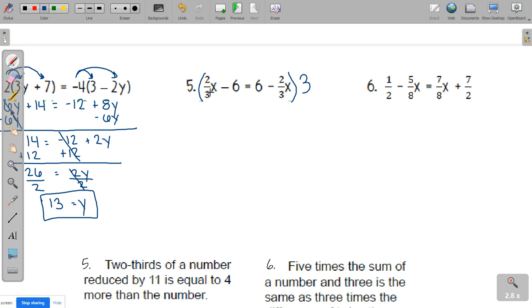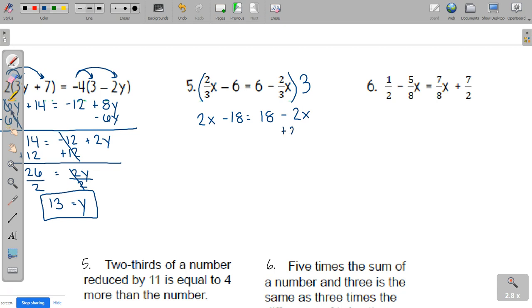So 2/3 x times 3 gives us 2x minus 6 times 3 is 18. And then negative 2/3 x times 3 is negative 2x. Now we are not working with any fractions, so it makes it a lot easier. So let's combine.